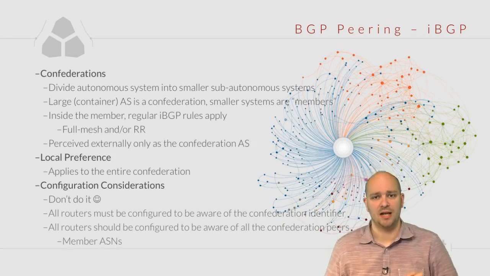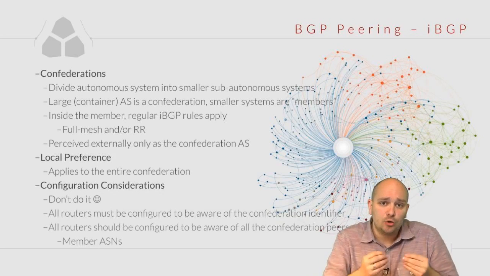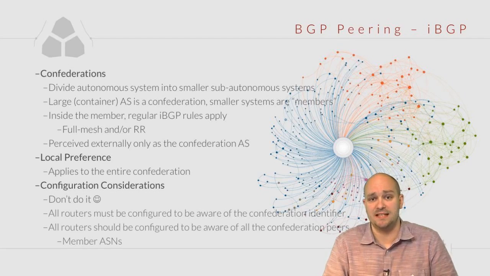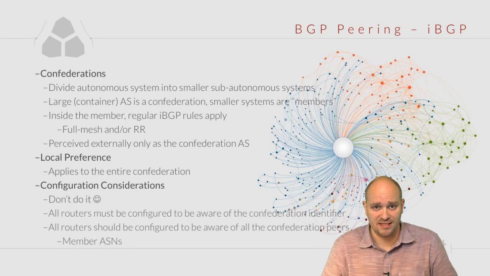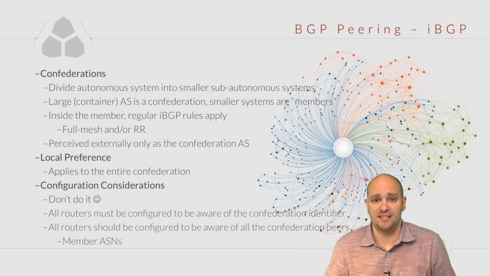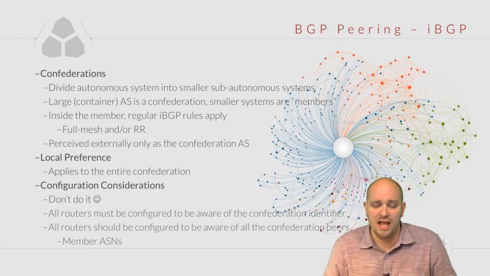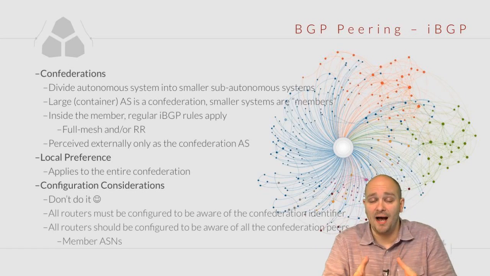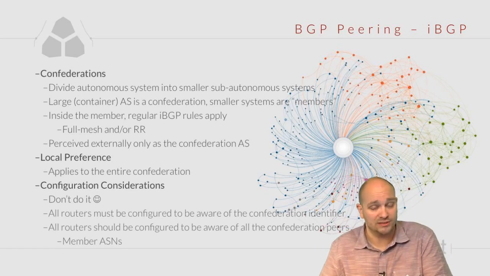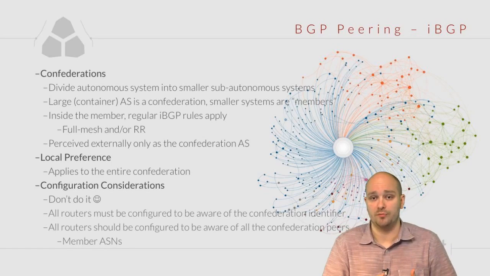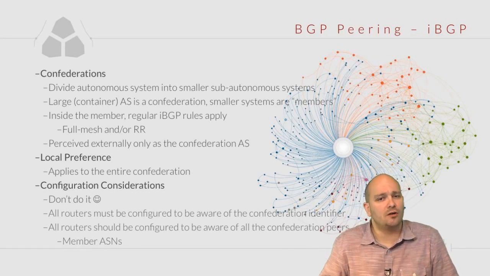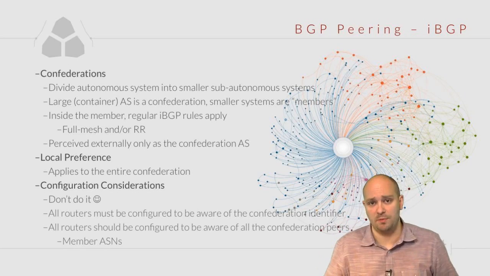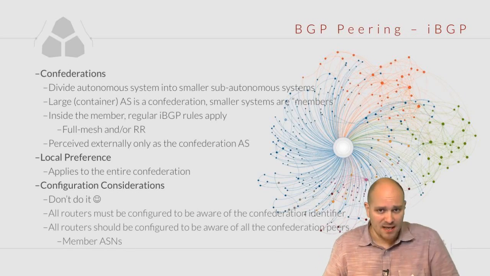But inside the confederation, the entire BGP configuration has been divided into smaller, more manageable pieces that we call sub-autonomous systems. These sub-autonomous systems, sometimes called the member autonomous systems or simply members, are really, really small autonomous systems that abide by internal BGP rules. Between the sub-autonomous systems, rules that are very similar to eBGP are in use.